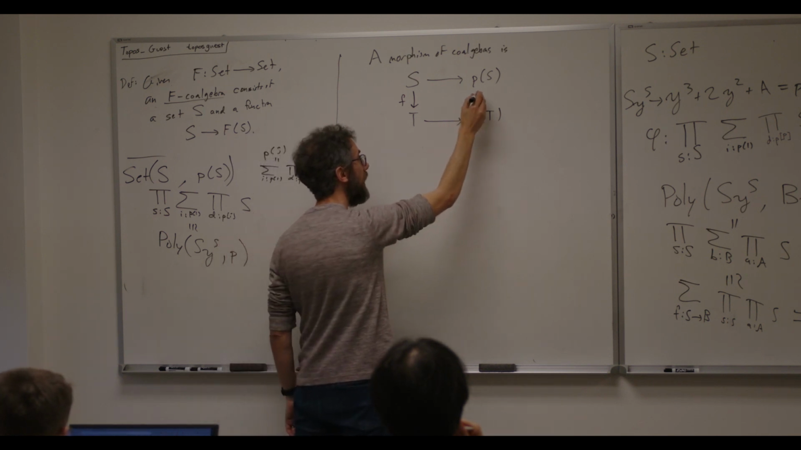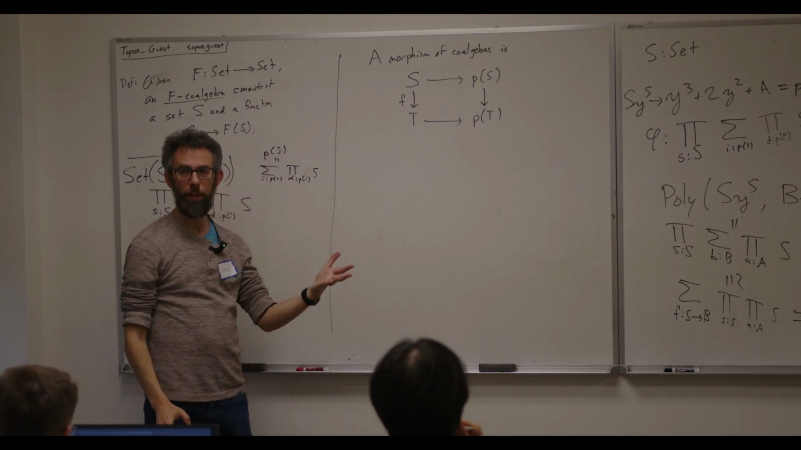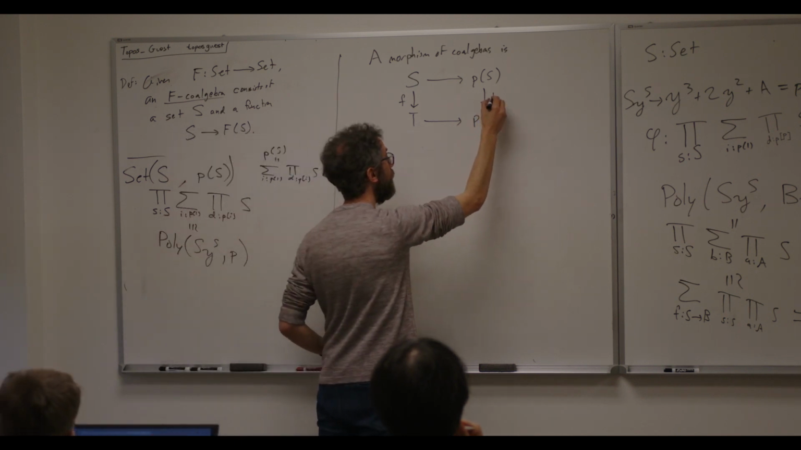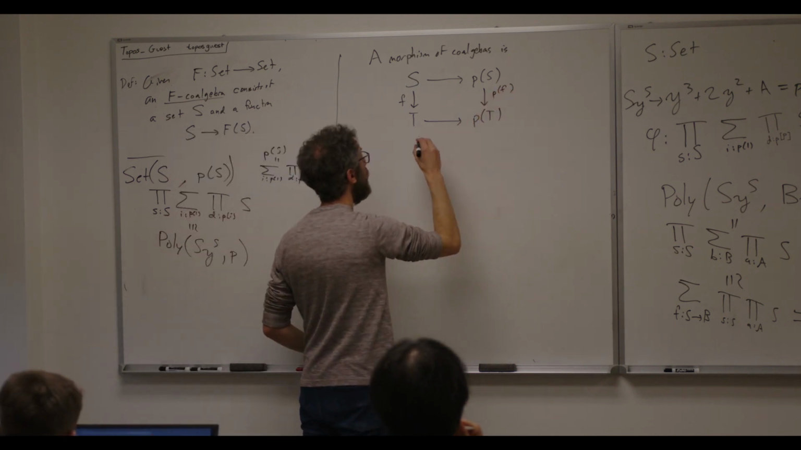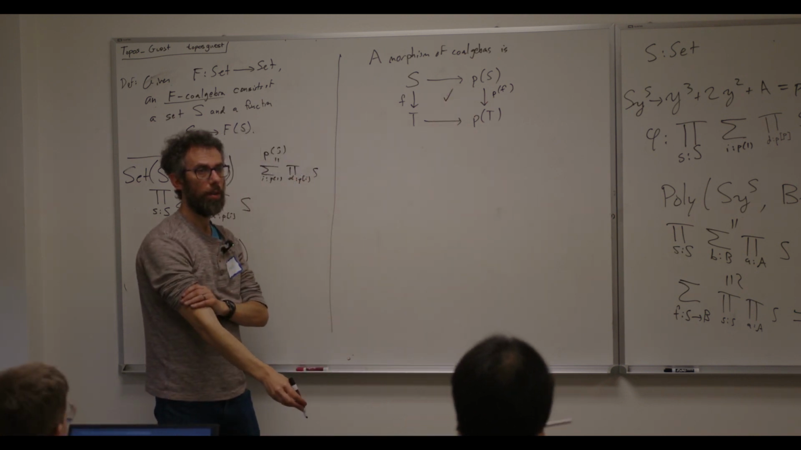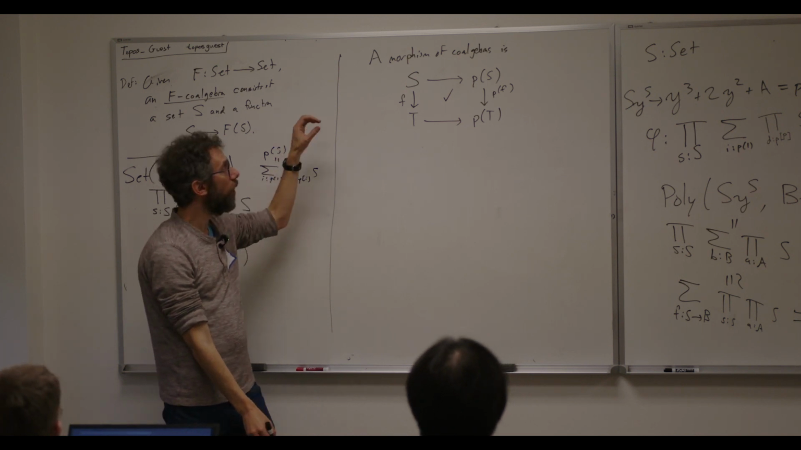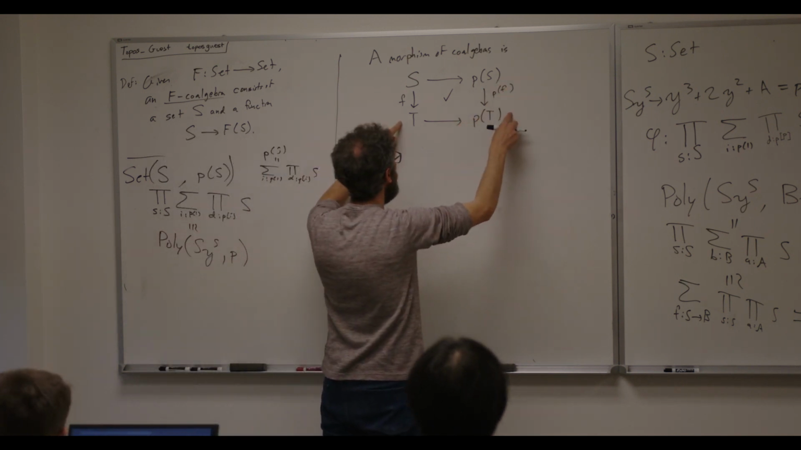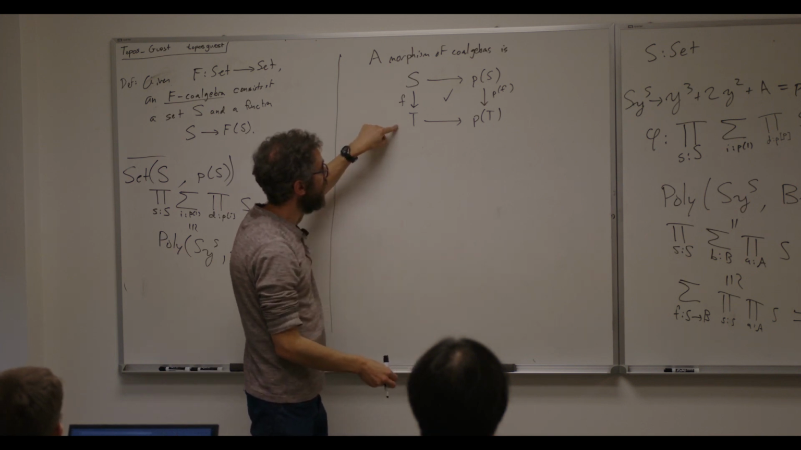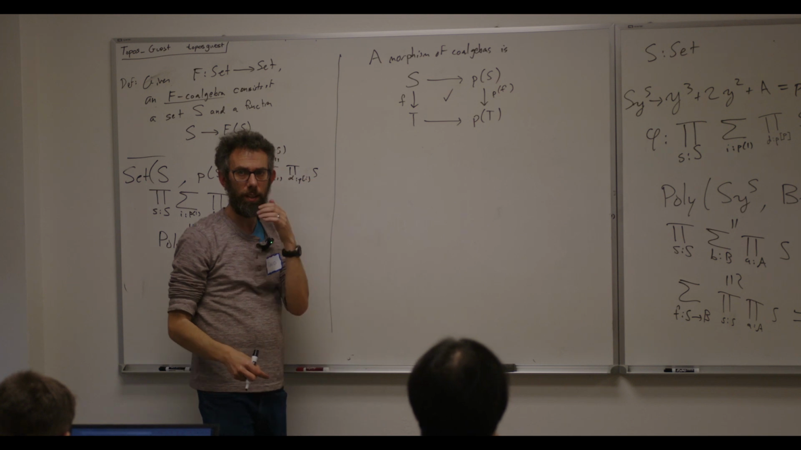But once you do that, P is a functor, and that means P takes functions to functions. So you can take P of F, and then you can ask for that to commute. And so a morphism of coalgebras from this one to this one is a function from S to T such that when you complete the diagram with P of F, that thing commutes.